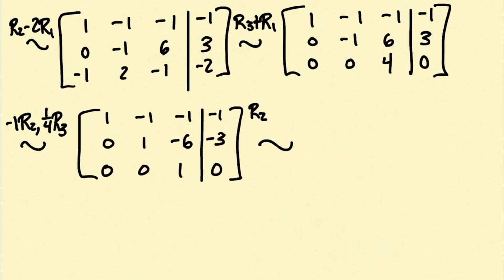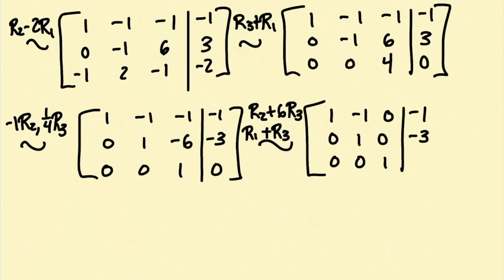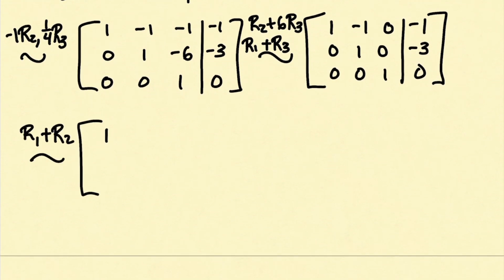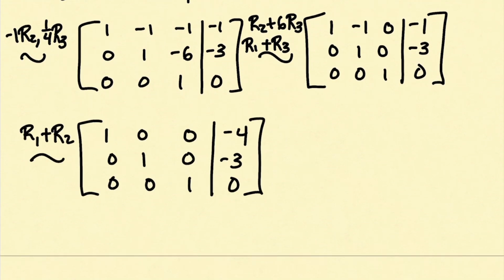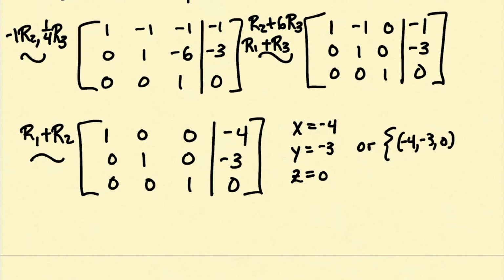Next, if we scale the second row by -1, the third row by 1/4, we'll have achieved row echelon form. Starting from the bottom up, we'll use our third row to clear the third column. Finally, to achieve reduced row echelon form, we'll use the second row to clear the second column. The reduced row echelon form here tells us that there is a unique solution, and it's given by the three equations, x equals -4, y equals -3, z equals 0, or simply the triple -4, -3, 0 in R3.